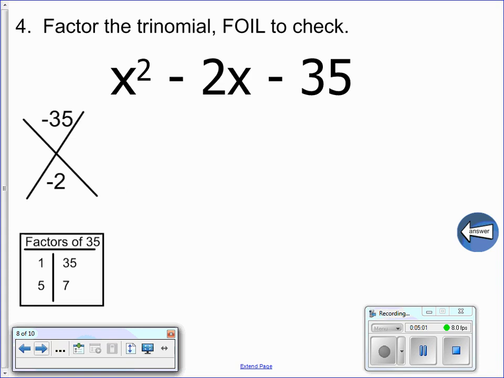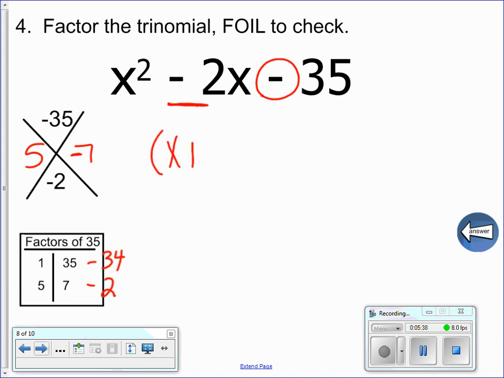All right, factor the trinomial, FOIL to check. Again, we've got a negative here, so I know that it's going to be a subtraction. What two numbers multiply together to equal negative 35 and add together to equal negative 2? Well, the only factors of 35 are 1 and 35 and 5 and 7. So it has to be the 5 and 7 because the difference of these is 2 and the difference of these is 34. Now I have to figure out which one is negative, the 7 or the 5. Since the sum is negative, the 7 has to be negative. So my solution is x plus 5, x minus 7.